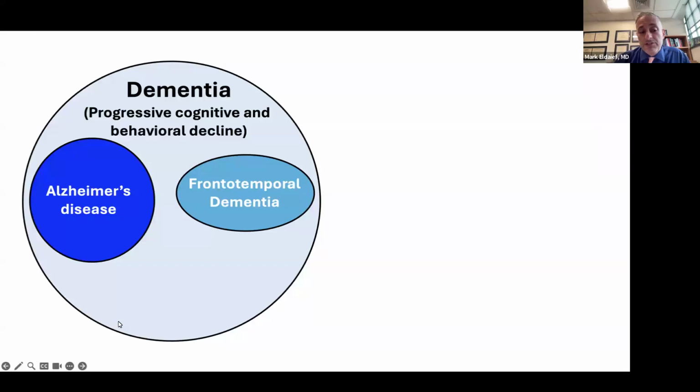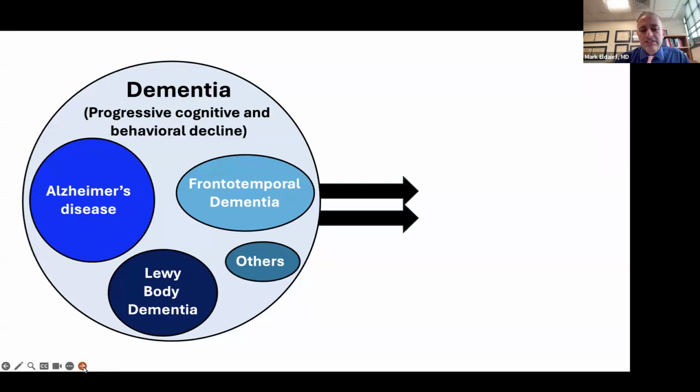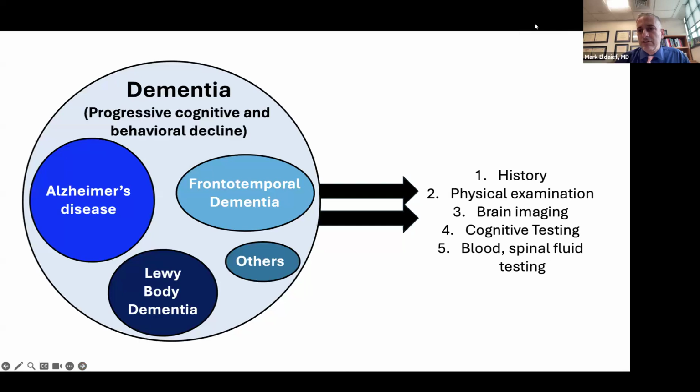Or frontotemporal dementia, as well as Lewy body dementia, and there's several others that we won't talk about. So when a clinician sees somebody that they suspect of having dementia, they usually do a workup. And that workup involves a couple of different things. One is a history, and by history, we mean just asking people, how did this evolve? What are the specific symptoms?